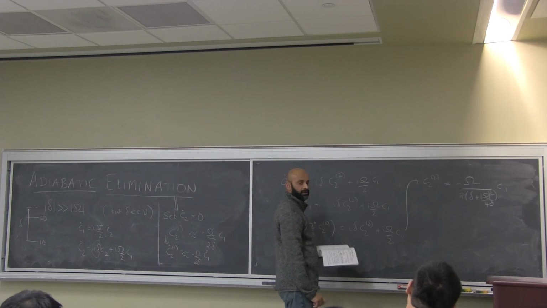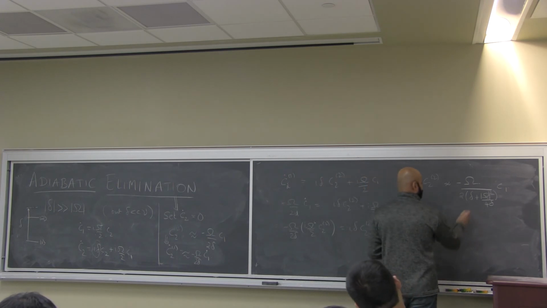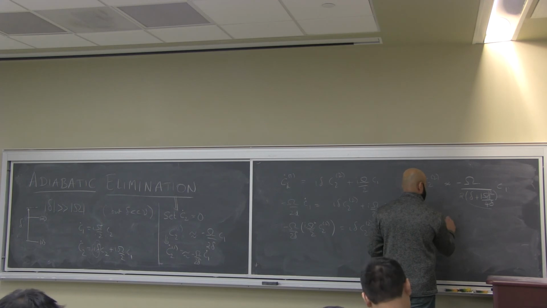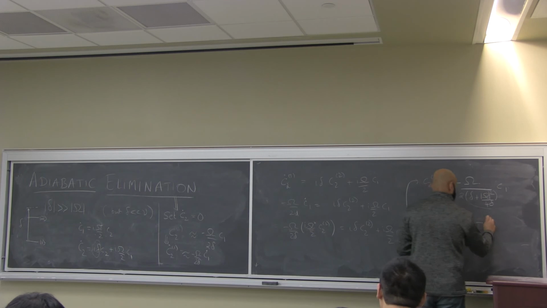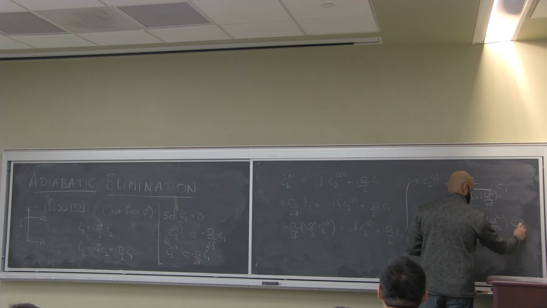So that's the second order correction to that first order adiabatic approximation. And now I can expand this in the denominator. I can write it down as minus omega over 2 delta times 1 minus omega squared over 2 delta squared, times C1.